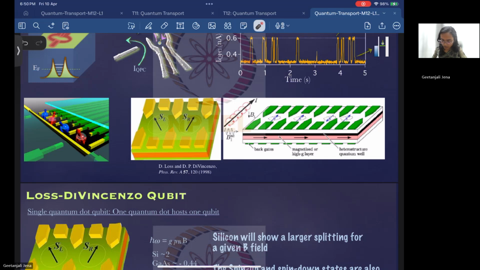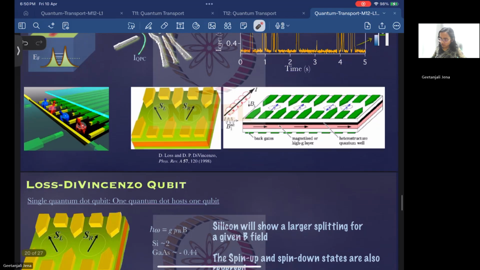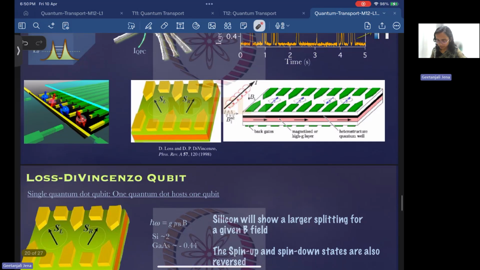And so we can control the parameters of each of these quantum dots individually, and also we'll be able to record what is the spin state of the trapped electron by measuring the current through this QPC. Okay, so this is the schematic of a gated quantum dot based qubit.